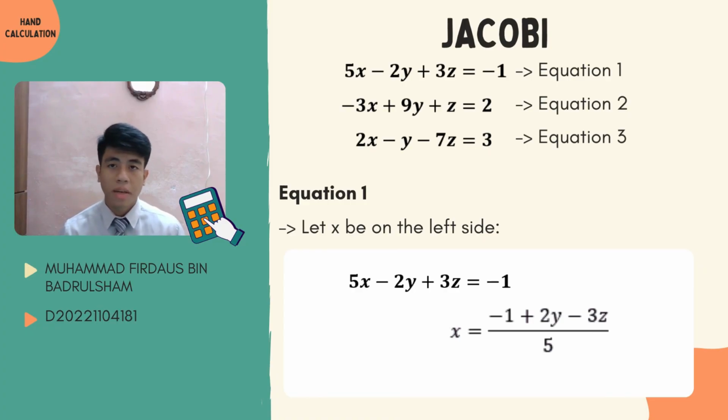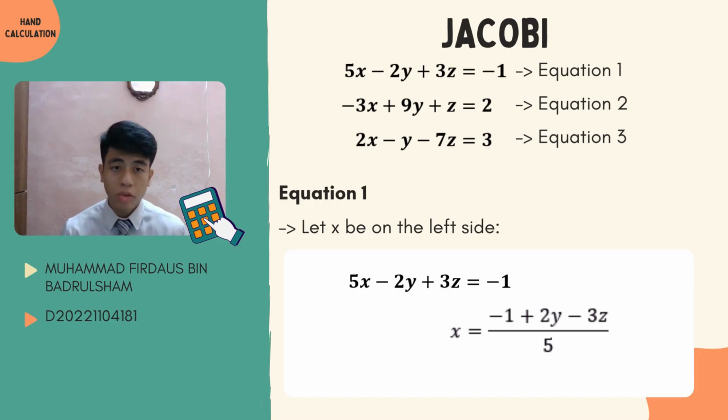Today I want to explain about Jacobi method hand calculation. So, as you can see, we have three equations with three unknowns. The first equation is 5x minus 2y plus 3z equals negative 1. The second equation is negative 3x plus 9y plus z equals 2. And the last equation is 2x minus y minus 7z equals 3.